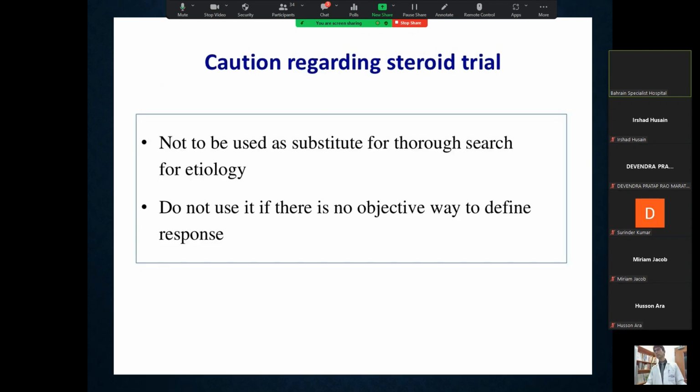But caution is always there behind the steroid trial: it should not be used as a substitute for a thorough search for other etiologies, and not be used if there is no objective way to define the response. Just do the steroid trial and we'll look into it.